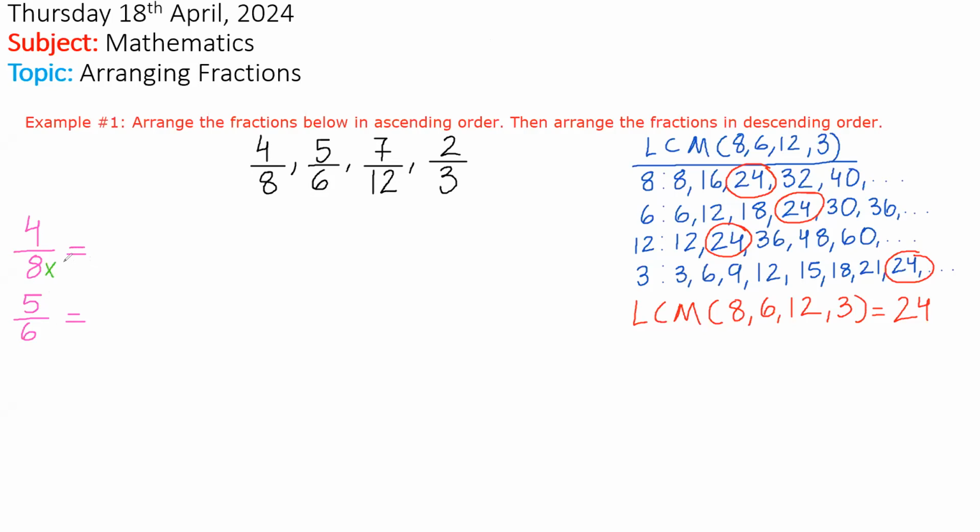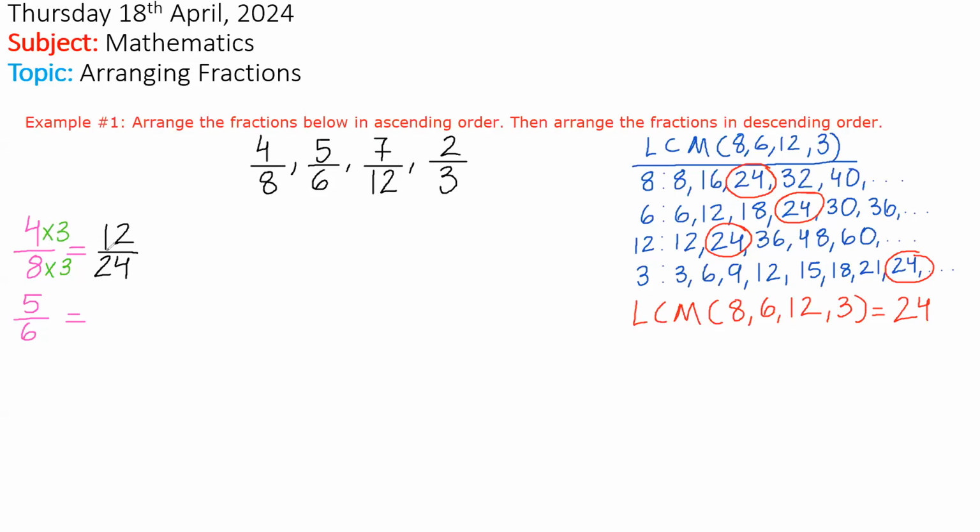3. And whatever I do to the bottom, I must do to the top. So it's going to be 4 times 3, which is 12, over 8 times 3, which is 24. So the equivalent fraction of 4 over 8 such that its denominator is 24 is 12 over 24. Does that make sense? Let me know if that makes sense for you.